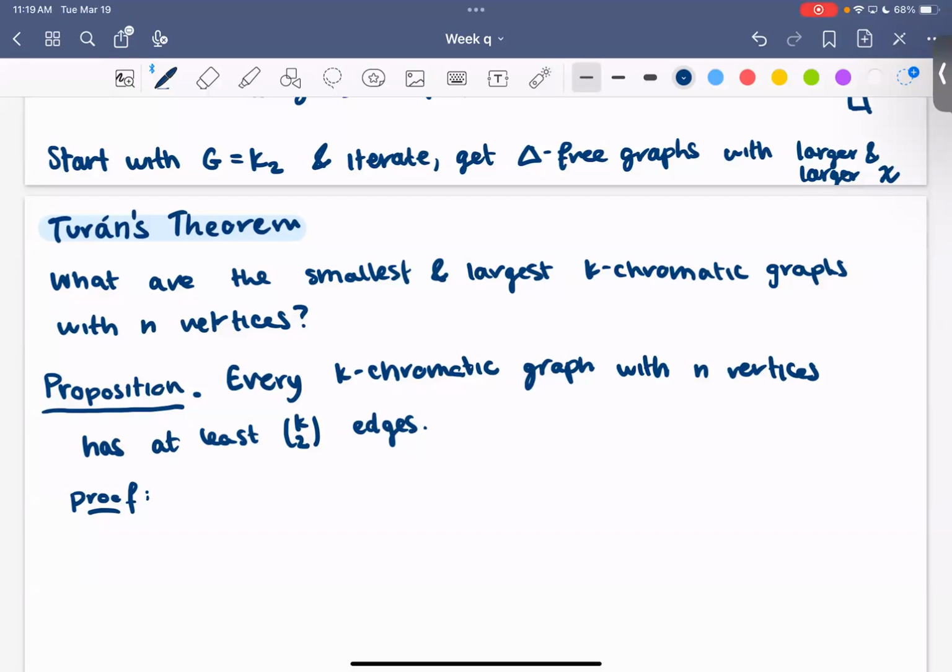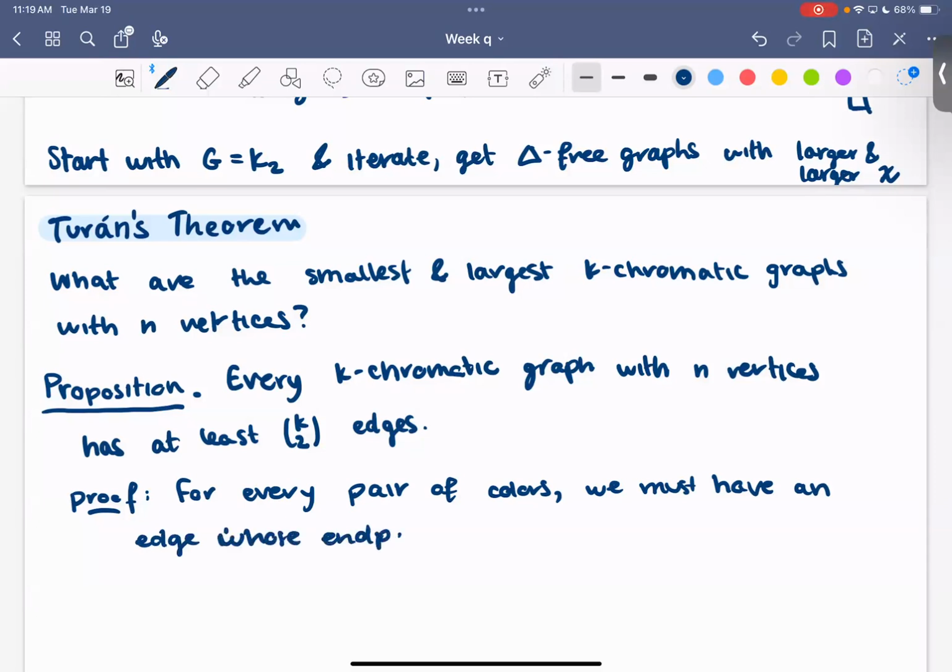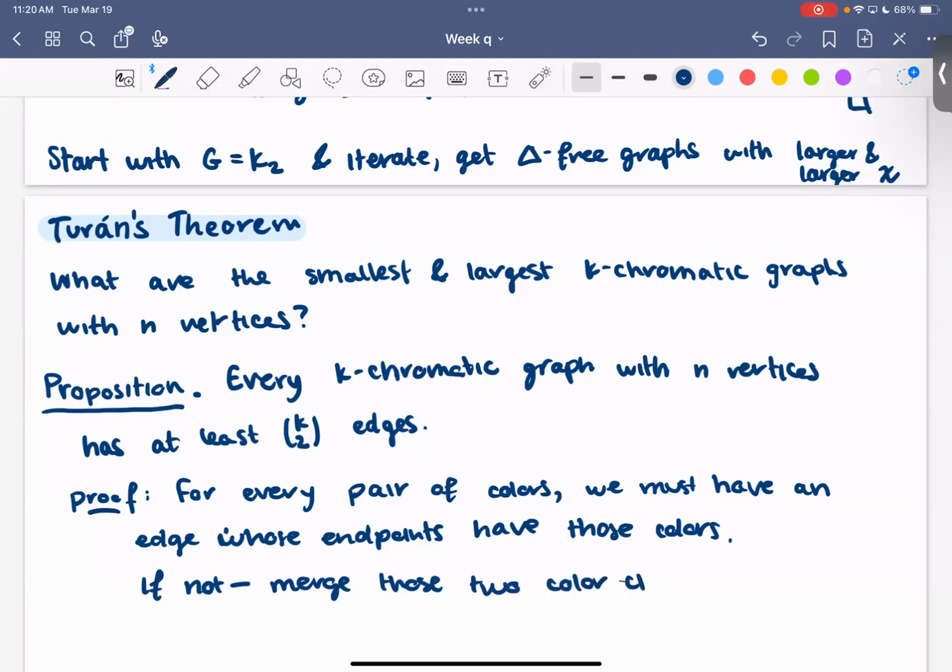So for every pair of colors, we must have an edge whose endpoints have those colors. If not, we could merge those two color classes to get a k minus 1 coloring. Does that make sense?